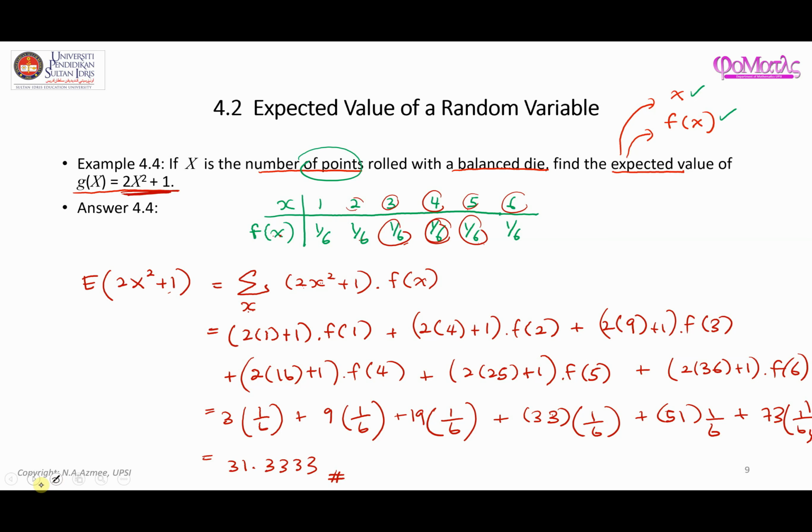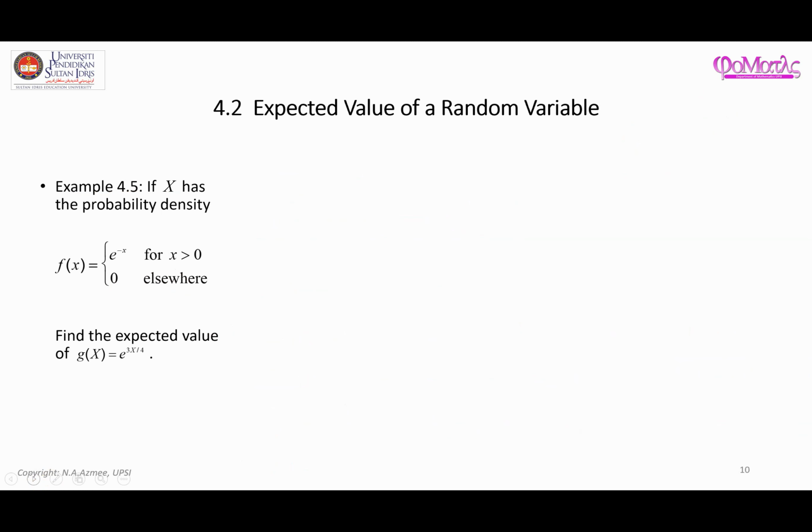Let's move on and see an example of finding the expected value of a function when we are dealing with a continuous random variable. So here we have random variable x, where it has the probability density. When we talk about probability density, we immediately know that we're dealing with a continuous random variable. And you are asked to find the expected value of this function right here.